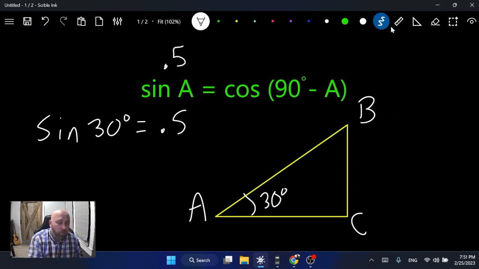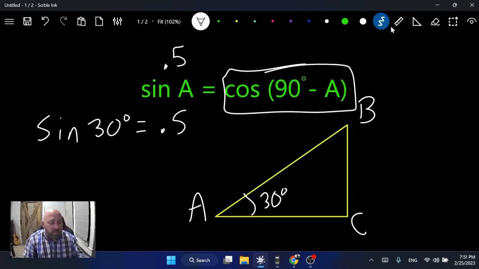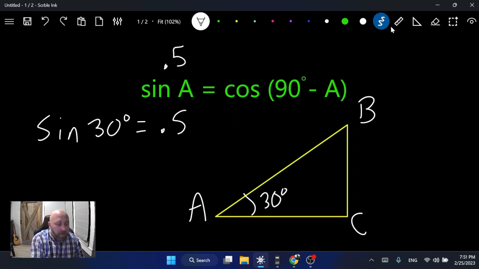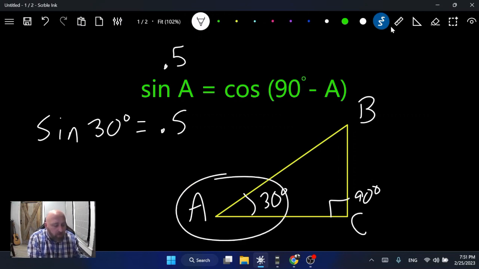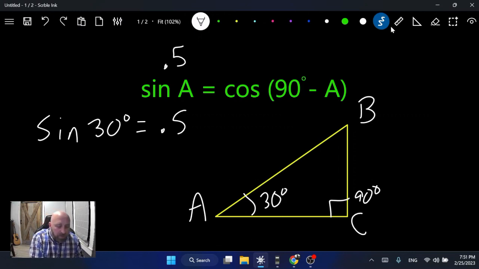Now what we want to do is prove that this is the same thing over here. So now we need cosine of what? 90 minus A. This is kind of the trick, and I'm going to show you how this all works. So this is our 90, right? And this is our 90 minus A. What's A? It's 30. So if we say 90 minus 30, that's going to give us 60. Watch what that does right here. That tells us what B is as well. B is 60 degrees. 60 plus 30 is 90. 90 plus 90 is 180.